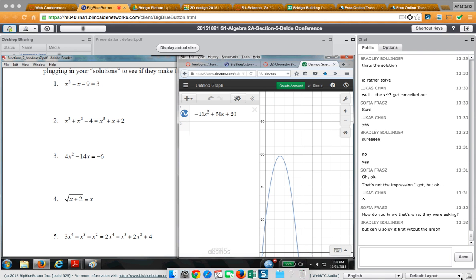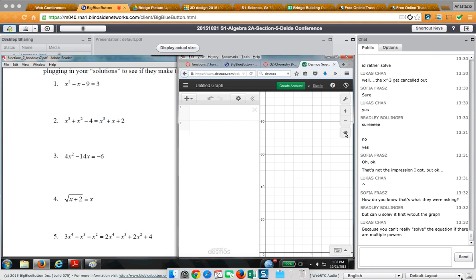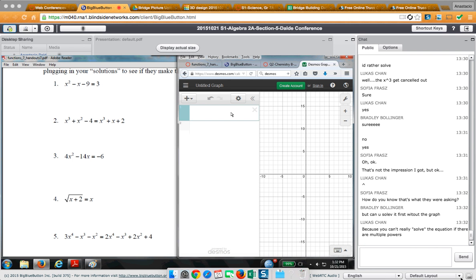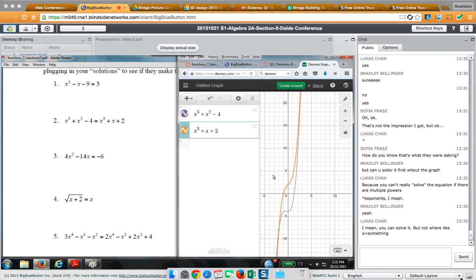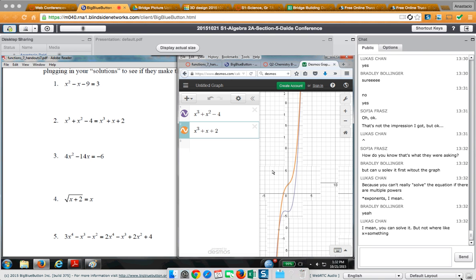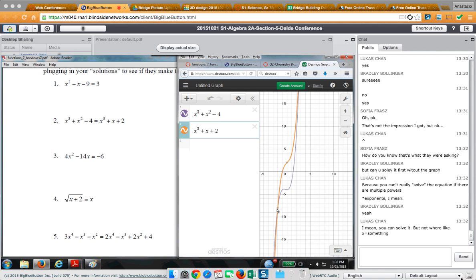All right. So let's go to home to get me on the right side of the graph. I'm going to graph one of them, x cubed plus x squared minus 4. And on the other graph, I'm going to graph x cubed plus x plus 2. And I'm going to ask myself, when do these cross each other? Here's one graph, and here's the other graph. It definitely looks like we're correct.